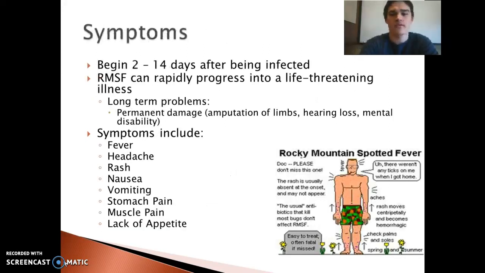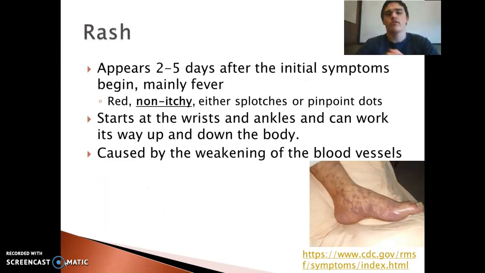Some basic symptoms for RMSF: it can begin 2 to 14 days after being infected, which is also the incubation period. Your basic symptoms include fever, headache, nausea, vomiting, muscle pain, stomach pain, loss of appetite, and the hallmark characteristic rash. The disease can also cause some long-term problems if it is not diagnosed quickly or not diagnosed at all, which can be amputation of limbs, hearing loss, and mental disabilities, and that's just not great.